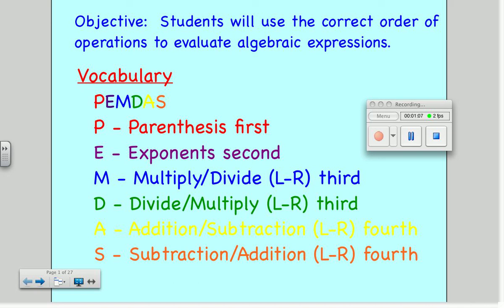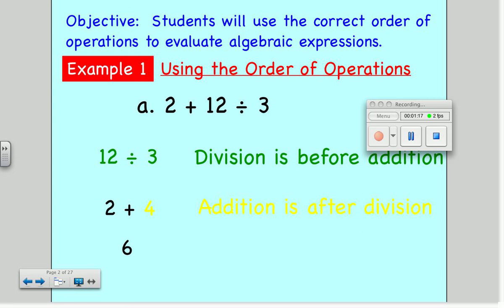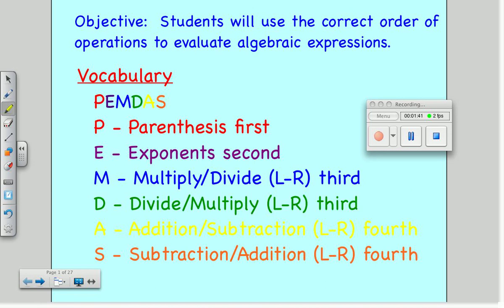Here, I don't want you to write example 1 or using the order of operations. All I want you to write is letter A, 2 plus 12 divided by 3. Underneath that, now what do we do first? We have addition and we have division. If you look back at your last screen, what's first in the order of operations? Addition or division? Division is. So we're going to divide first.